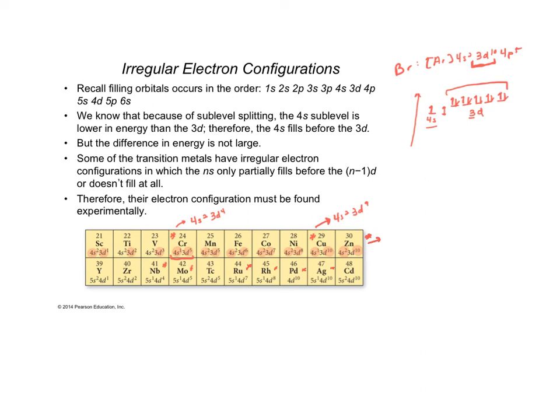Okay, I think that is it for the transition metals. Again, it's because the energy spacing is so small between the 4s and the 3d that we see these irregular configurations due to irregular filling.